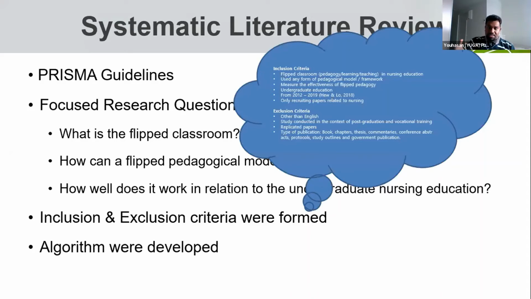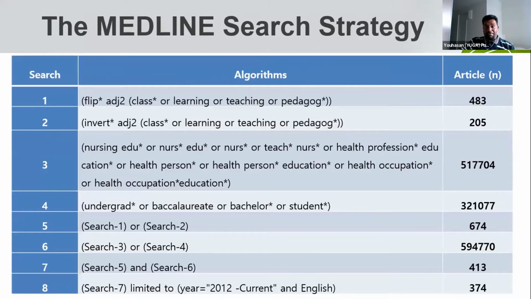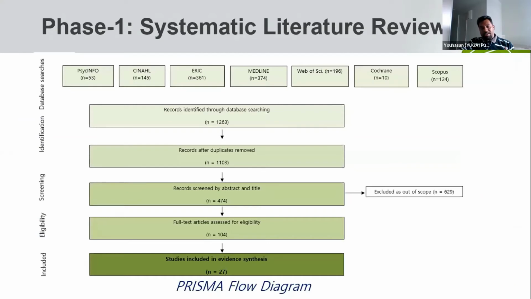And we formed the search algorithm with the help of Boolean operators. This is a sample search strategy in Medline. Finally, we did a literature search on 7 databases and got 1,263 papers. After the step-by-step systematic exclusion, we finally got 27 papers for evidence synthesis.